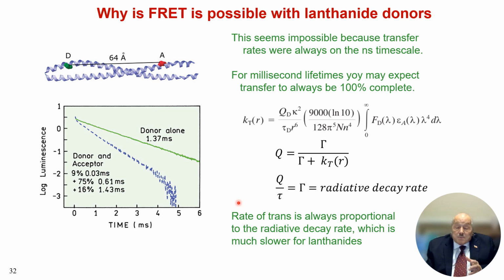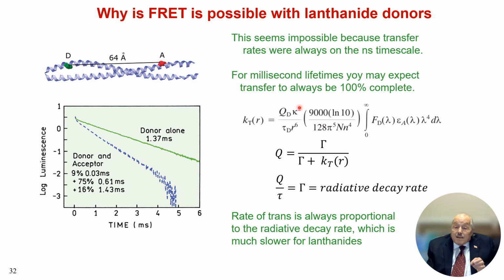This is something that always bothered me. Why is FRET even possible with lanthanide donors? You would think, in all the cases we were looking at with nanosecond fluorophores, that energy transfer occurs in nanoseconds. So if you have something that has a millisecond lifetime, certainly that energy transfer is going to be complete. So I was always intrigued by the fact that you could measure energy transfer from the lanthanide lifetimes.